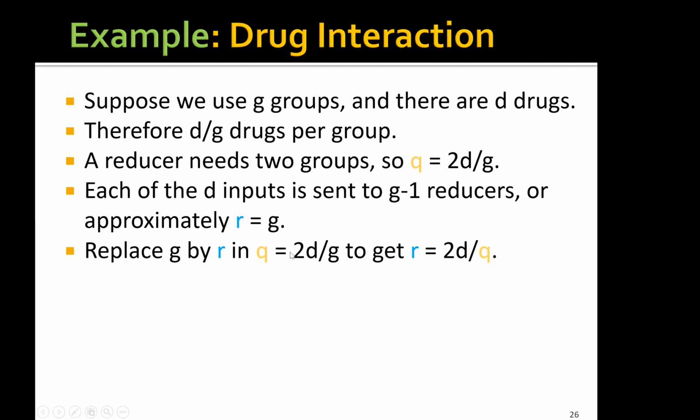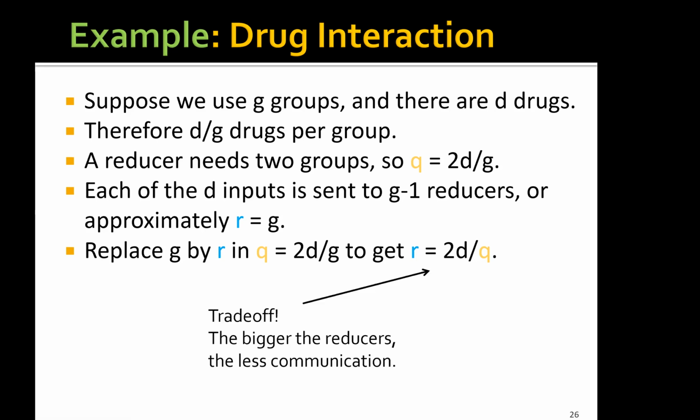Now, if we accept that R and G are the same, then in this formula, I can replace G by R. And then I like to flip the Q and the R. It's really the same equation. The reason is Q is something you can control. When you design the algorithm, you determine how big the reducers have to be. And R, the replication rate, is a consequence. So this formula, R equals D over 2Q, says that for any Q, there's an algorithm with a replication rate that is 2D over Q.